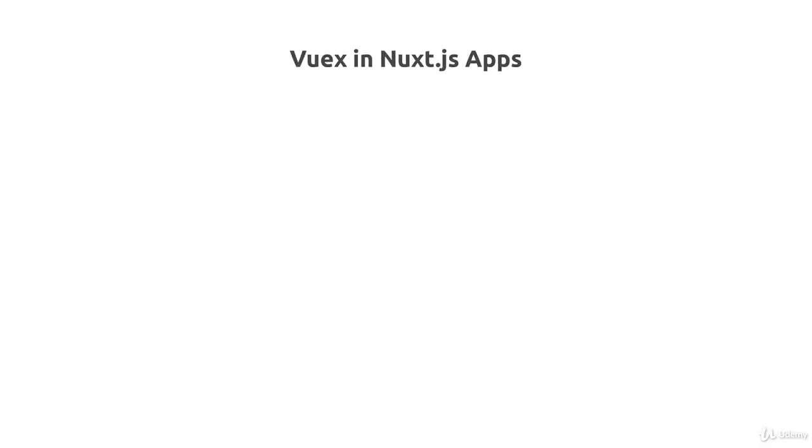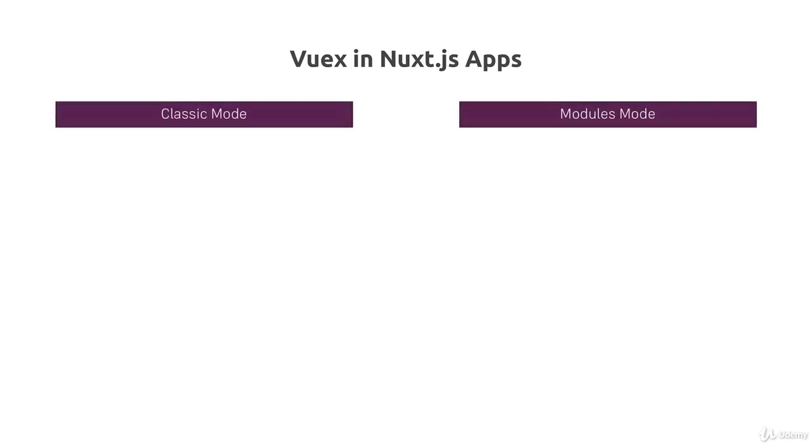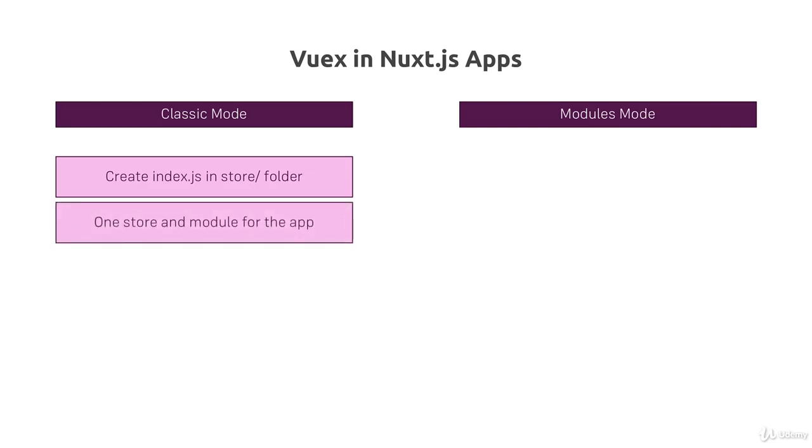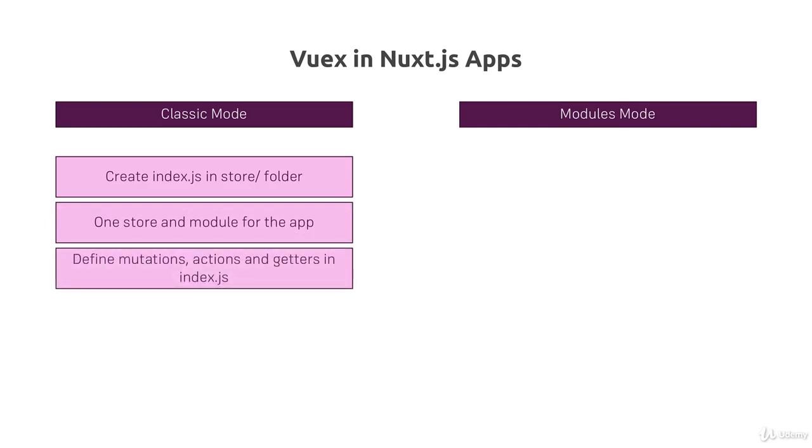Adding Vuex to Nuxt.js apps is super simple. You don't have to install the dependency, it's already built in. You have to add some files, as so often in Nuxt.js, configuration happens through files, if you want to really use it. You have two different modes of which you can choose. The first one is the classic mode. There you simply create an index.js file in a store folder in your root Nuxt project. And then you have one store and one module for the entire app. You can then add mutations, actions, and getters and so on to the index.js file.